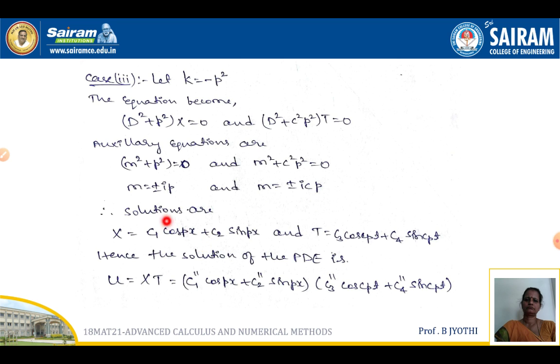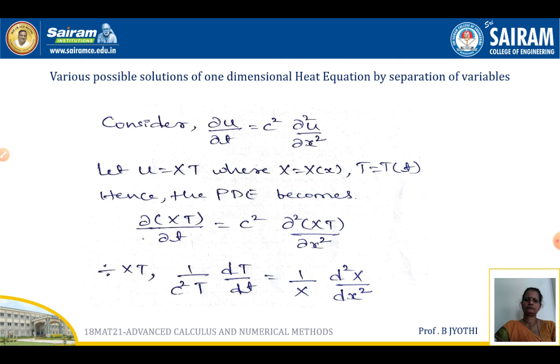So the solution in the first case is x equals c1 cos px plus c2 sin px, and in the second case t equals c3 cos cpt plus c4 sin cpt. Hence the solution of the PDE is given by u equals xt, that gives (c1 double dash cos px plus c2 double dash sin px) into (c3 double dash cos cpt plus c4 double dash sin cpt). So this is the equation which we will be getting. Now that is about the wave equation we have discussed. Now let's go for the heat equation.